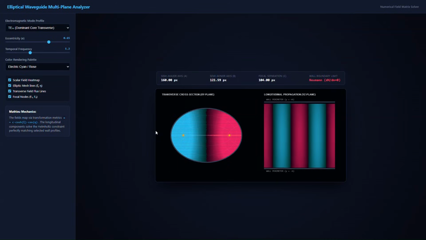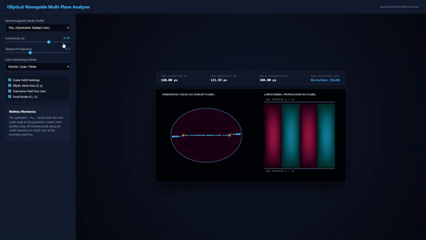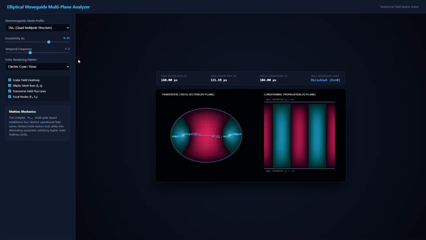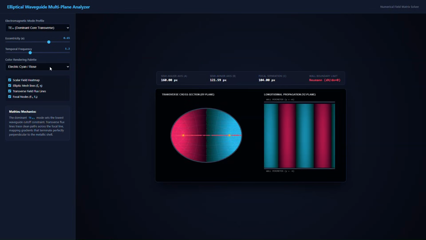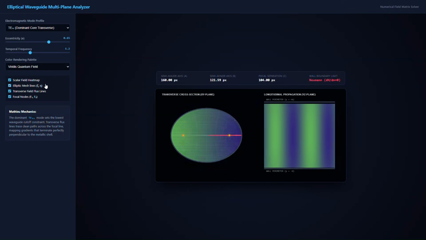The application simulates the spatiotemporal propagation of high-frequency electromagnetic waves, TE and TM modes, bounded within a hollow metallic pipe with an elliptical cross-section. In the transverse XY plane, the simulation maps how varying the waveguide's eccentricity transforms the spatial distribution of the fields, utilizing a finite difference gradient engine to trace continuous flux loops.